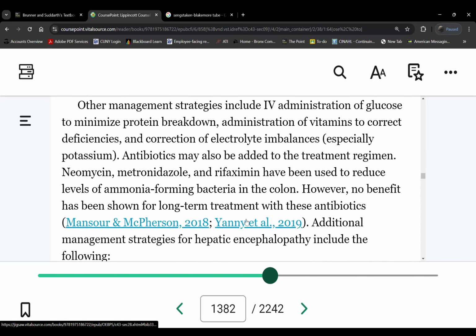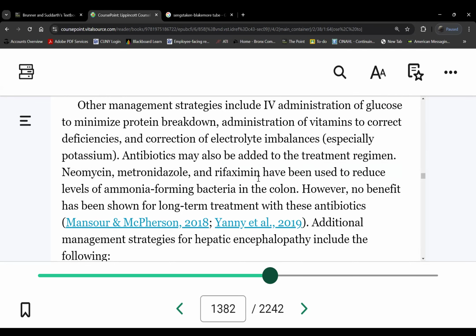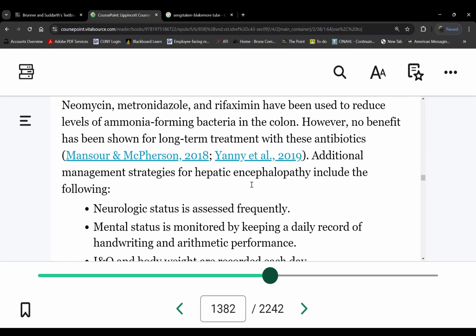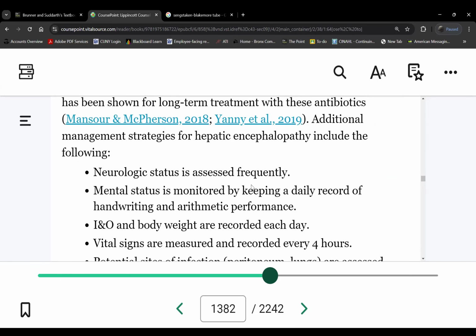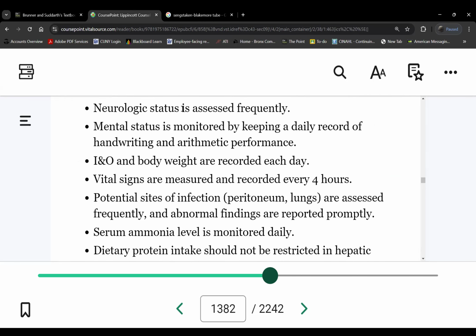Okay, so on the next paragraph, here are other options. If the patients don't respond to lactulose, you can use non-absorbable antibiotics, like neomycin, metronidazole, rifaximin. Between the 3, we frequently use metronidazole, by mouth. So this will decrease ammonia-forming bacteria in the colon, right? So that's another option.